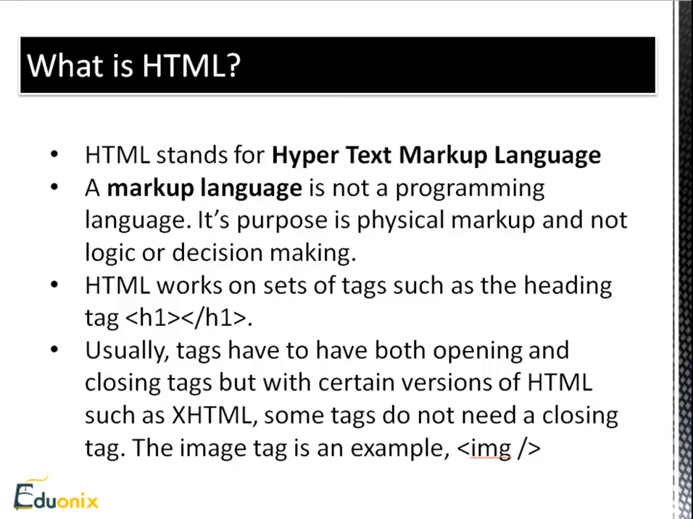An example of a programming language would be JavaScript, which is a client-side programming language. PHP, Ruby on Rails, or Ruby in general, are all programming languages. HTML, XML, XHTML are all markup languages. And these markup languages work with sets of tags, which are very easy to understand.